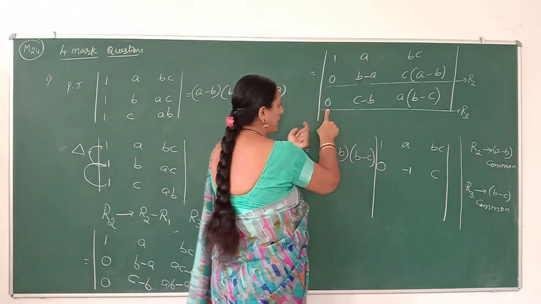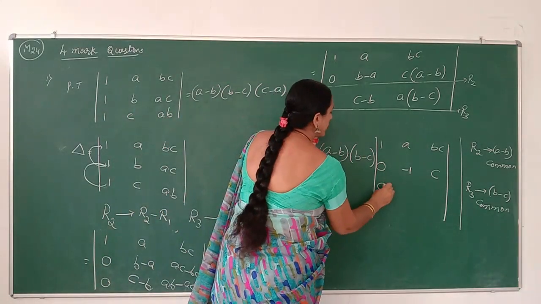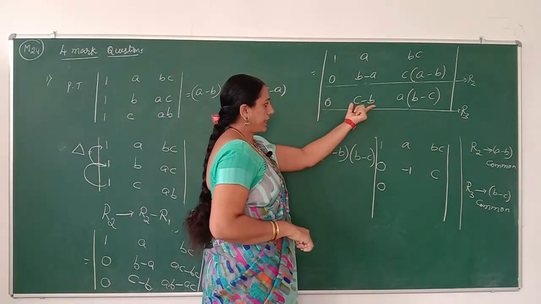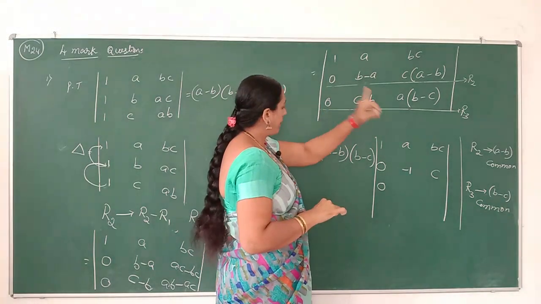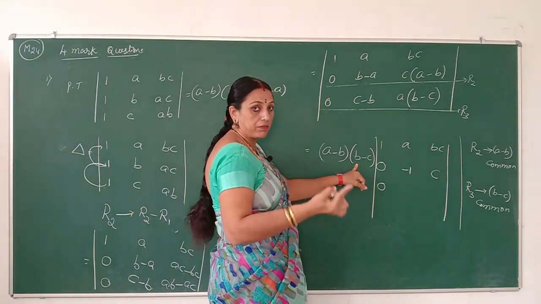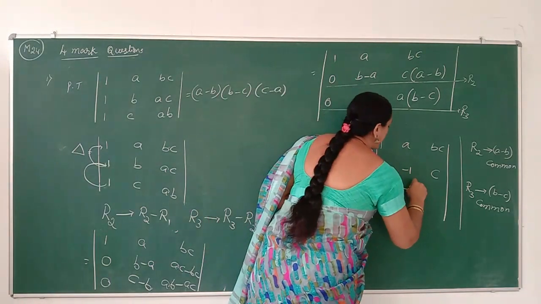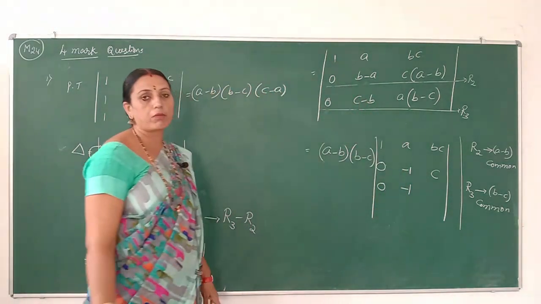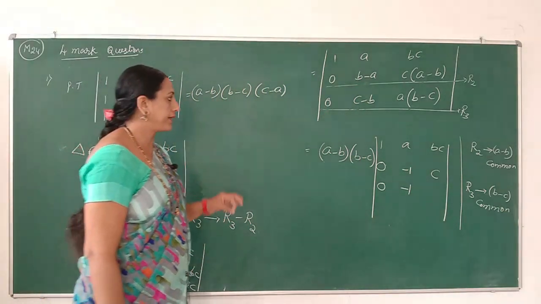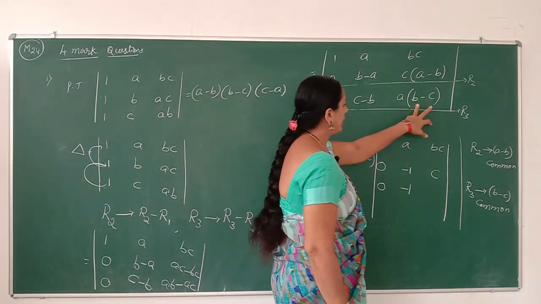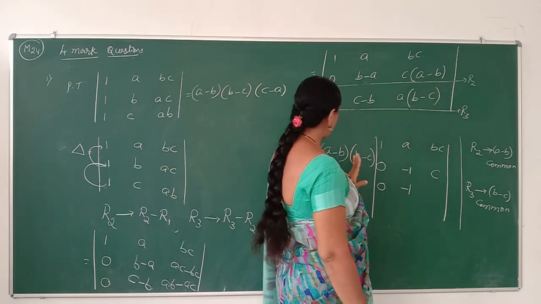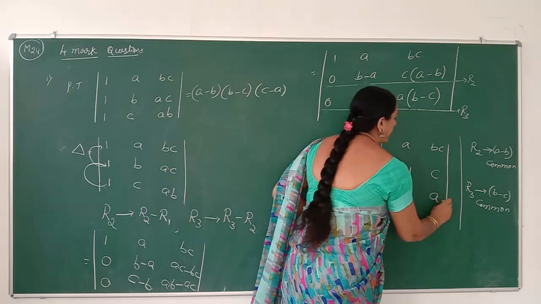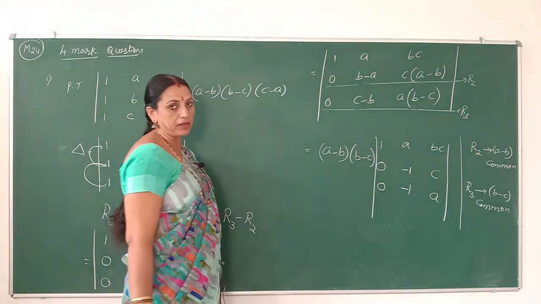Therefore, what are the remaining elements? Again 0 does not change. In the second term, the second element is C minus B. But now the common factor is B minus C. Again it's a multiple of minus 1 after taking B minus C as a common factor. Now the third element is B minus C into A. After taking B minus C as a common factor, the remaining element is A.